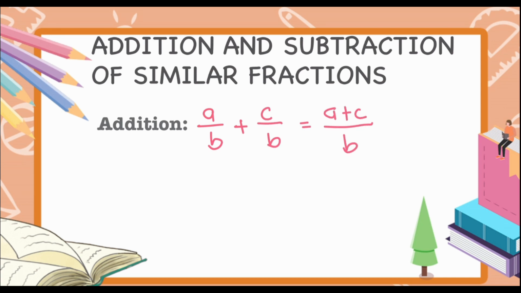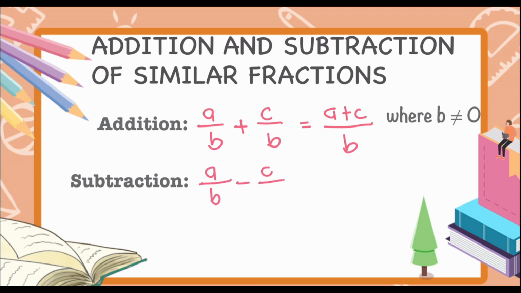A over B plus C over B is equal to A plus C over B. So you just have to add the numerators and then copy the denominator, where B is not equal to 0. Now, in subtraction, just the same. So we have A over B minus C over B, which is equal to A minus C over B. So subtract the numerators, then copy the denominator. And again, B is not equal to 0.